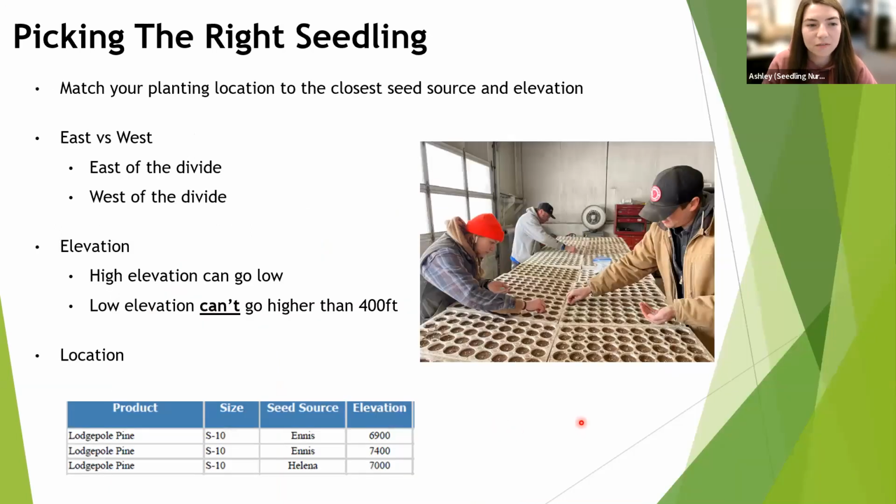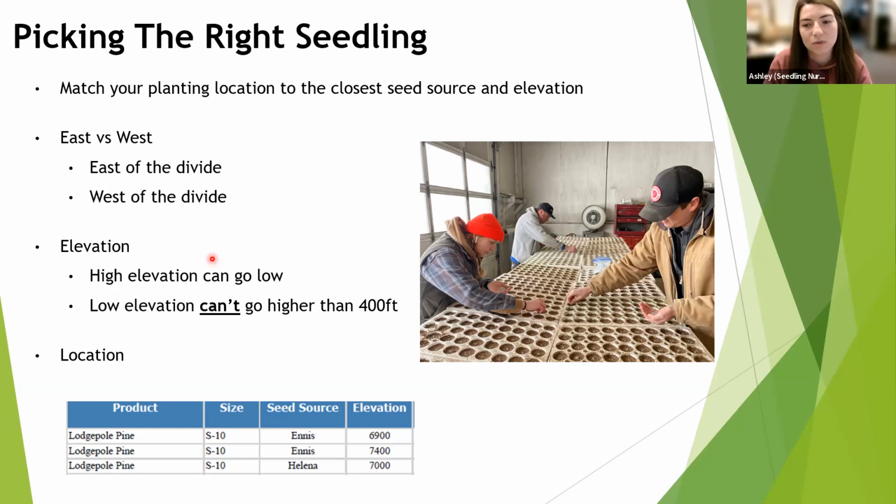So, picking the right seedling. You want to match your planting location to the closest seed source and elevation. On the inventory, there will be different species that either say east or west. That stands for this seed source comes from east of the divide, so people east of the divide should be planting this seedling, and same for west. Eastern seed sources can go west, western seed sources cannot go east.